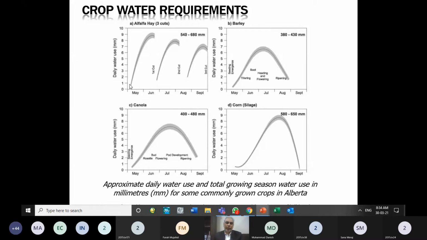So the variation, if I want to show you, varies in millimeters, 1 to 9 millimeters. The ultimate requirement by alfalfa is 9 millimeters per day in the Alberta area. And then immediately the requirement reduces because this is fodder, and they cut it two or three times and it grows again. So after the first cut, the requirement reduces because the size of the crop reduces. Then it grows again, its vegetative cover increases and its needs enhance and its requirement moves up.